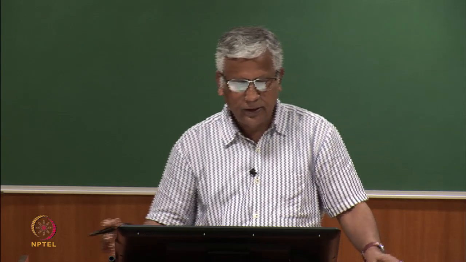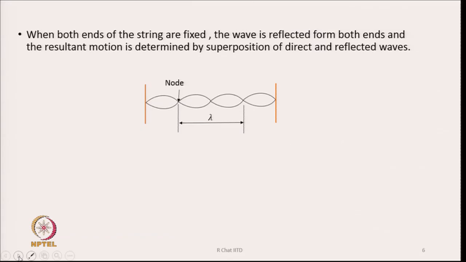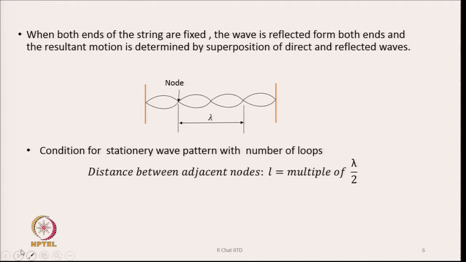Now, here we are showing the wave propagation in another diagram. When both the ends of the string are fixed, the wave is reflected from both ends and the resultant motion is determined by superposition of direct and reflected waves. Like here we are showing it. The conditions for a stationary wave pattern with a number of loops: the distance between adjacent nodes. So, here is a node, there is another node, and L is going to be a multiple of lambda by 2.